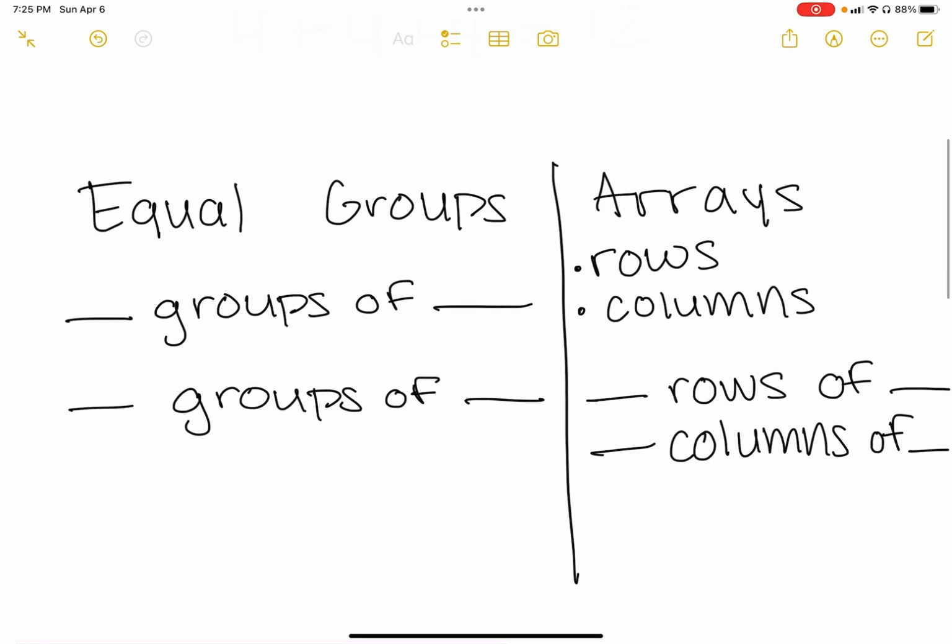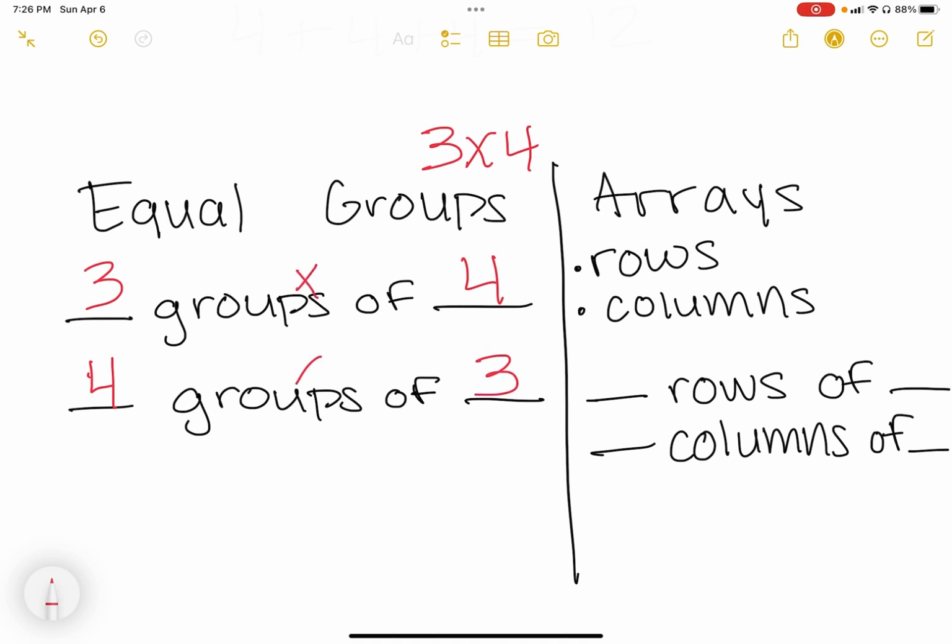The next thing you're going to see a lot of is equal groups and arrays. So if we're talking about 3 times 4, you can look at that as 3 groups of 4, or because of the commutative property, we can flip it and think of it as 4 groups of 3. Okay, so think of that "groups of" as your multiplication because they're equal groups.